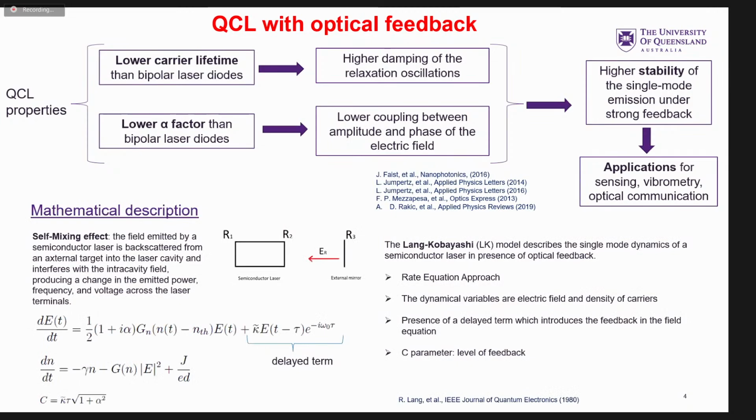From a mathematical point of view, we describe the self-mixing with the Lang-Kobayashi model, which is a rate equation model where the dynamical variables are electric field and density of carriers. And a delayed term in the equation for the electric field models the presence of the feedback in the configuration. Also, a C parameter, also called Hackett parameter, quantifies the level of feedback of the configuration.